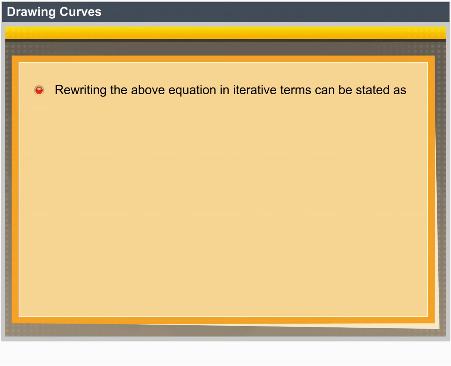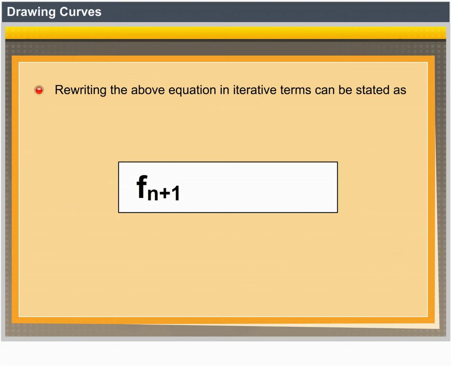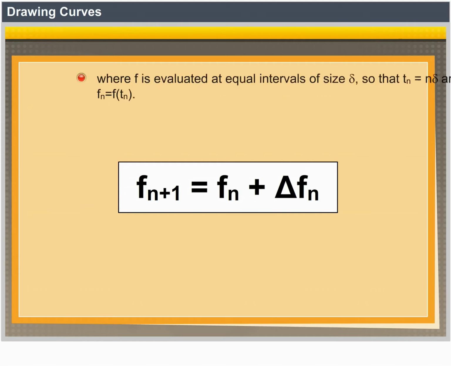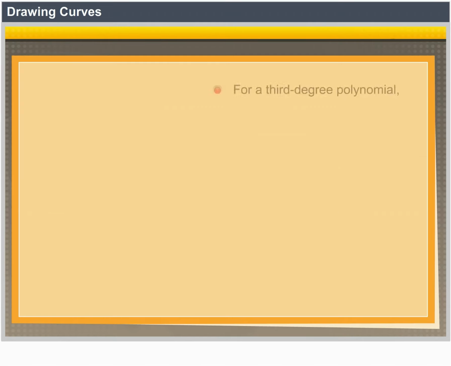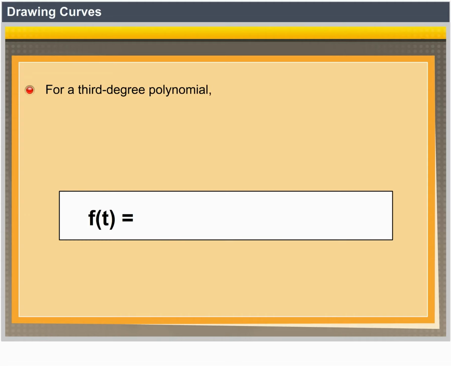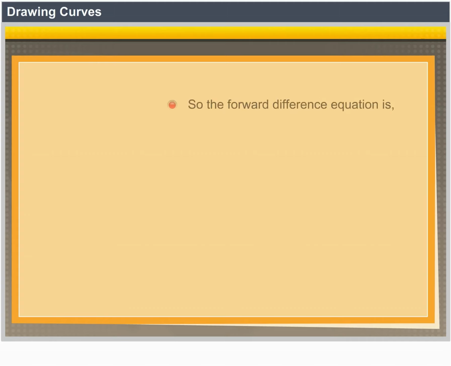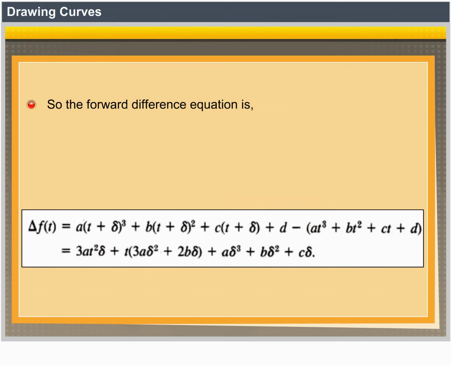Rewriting the above equation in iterative terms, we have f of n plus 1 equals f n plus delta f n, where f is evaluated at equal intervals of size delta so that t n equals n times delta and f n equals f of t n. For a third degree polynomial, f of t equals a t cubed plus b t squared plus c t plus d, and delta f of t is a polynomial in t with coefficients depending on a, b, c and delta. So the forward difference equation is as shown on the screen.